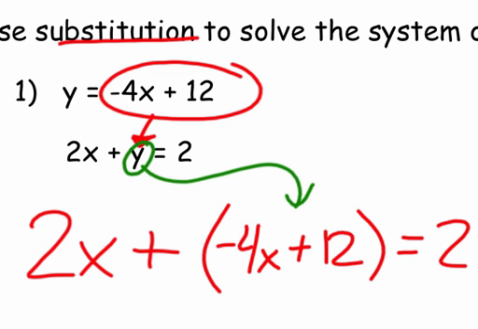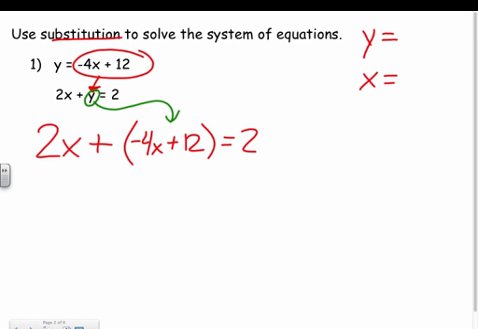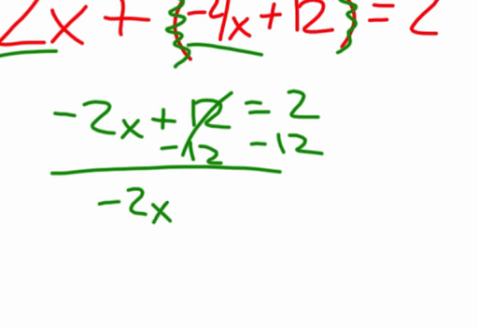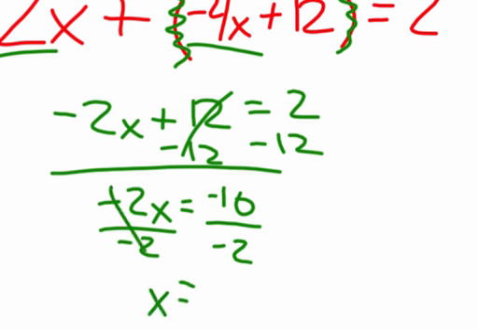And now we simplify the left side. Well, I don't really need my parentheses because I have a plus sign out front. So it looks like here 2x and a negative 4x gives me negative 2x plus 12 equals 2. And then we solve for x. So subtract 12, and I'm left with negative 2x equals negative 10. Divide by negative 2, and x equals positive 5.